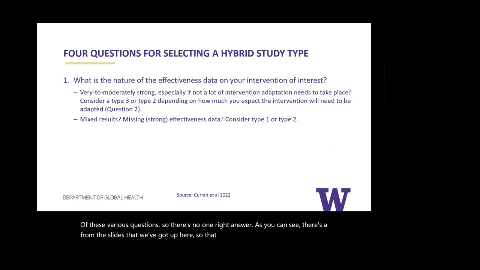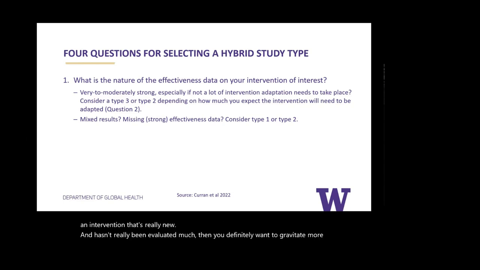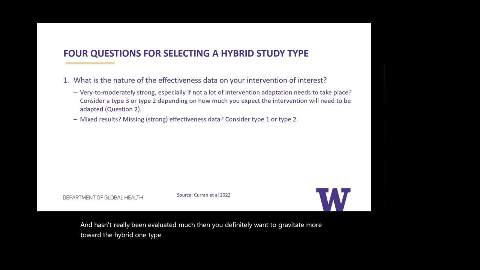That first question you want to think about is, what's the nature of the effectiveness data for the intervention of interest? If there isn't a whole lot of evidence, meaning there haven't been a whole lot of studies conducted, or the studies are somewhat mixed in terms of their quality, or they've produced mixed results, or you've got an intervention that's really new and hasn't been evaluated much, then you definitely want to gravitate more toward the hybrid one type study, possibly a hybrid two, but probably more like a hybrid one, where you really want to focus on effectiveness and contribute evidence in that regard.